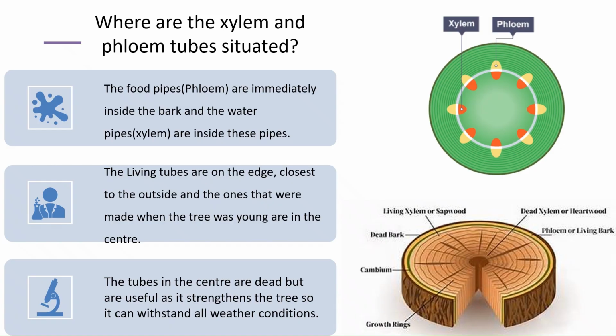Where are the xylem and phloem tubes situated? The food pipes, that is phloem, are immediately inside the bark, and the water pipes, that is the xylem, are inside these pipes. The living tubes are on the edge, closest to the outside, and the ones that were made when the tree was young are in the center. The tubes in the center are dead, but are useful as they strengthen the tree so it can withstand all weather conditions.